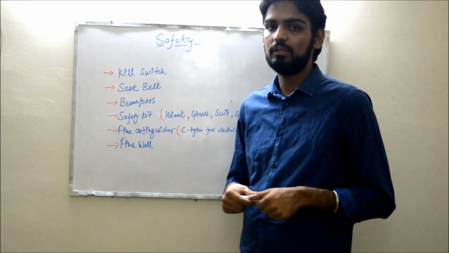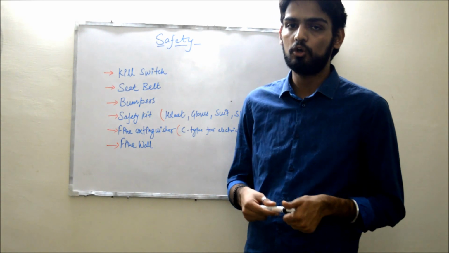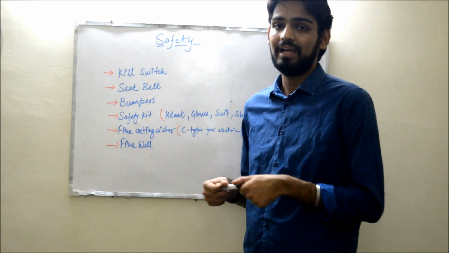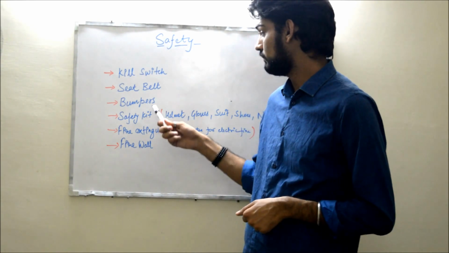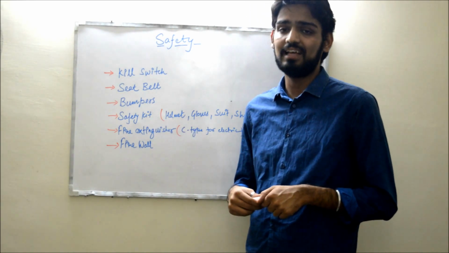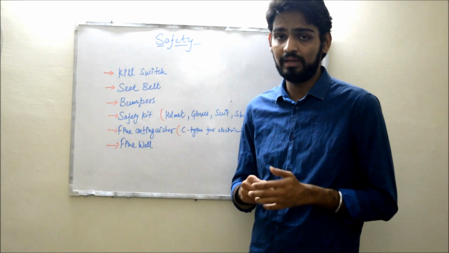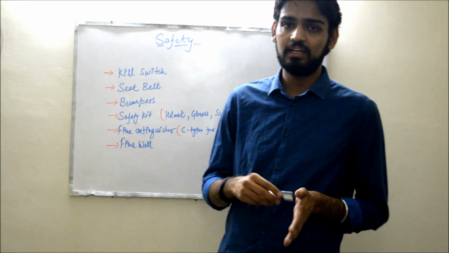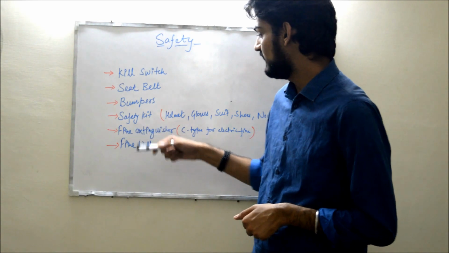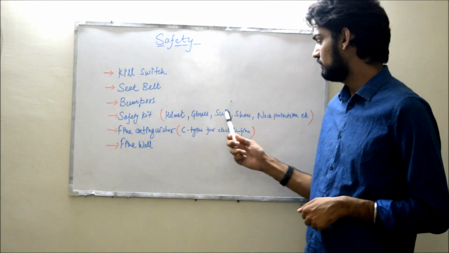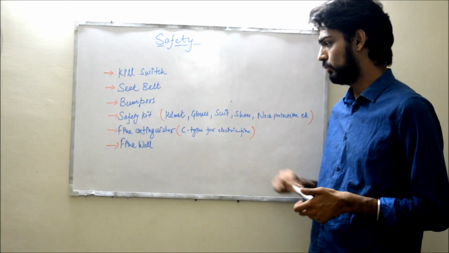A seatbelt is made to prevent the occupant from any harmful movement that is caused in a sudden stop or any collision. Bumpers are attached to the front or the rear of an automobile in case of any collision so that it doesn't harm the body of the automobile or the occupant. The safety kit includes a helmet, gloves, suit, shoes, and neck protection.